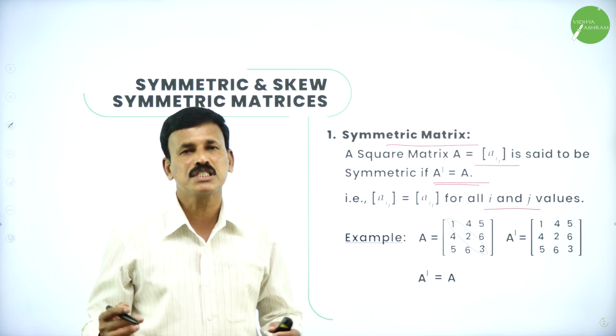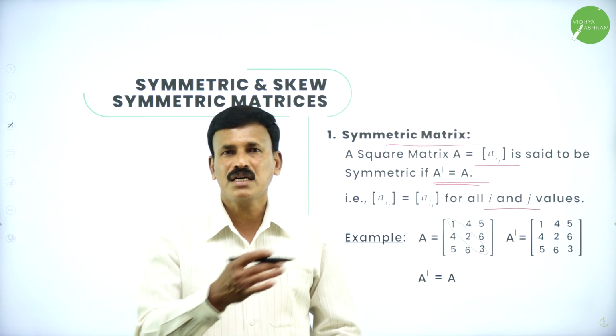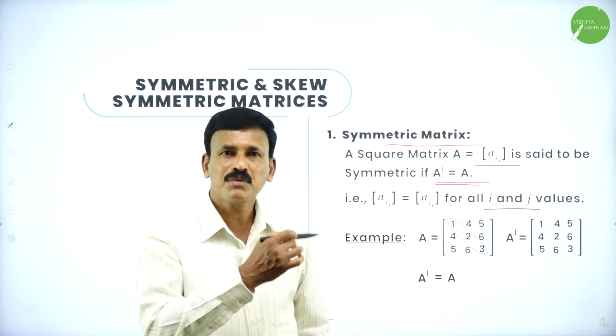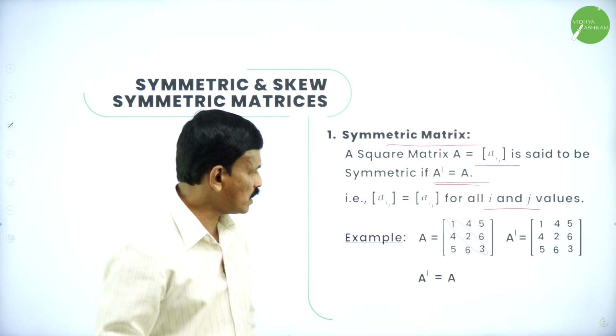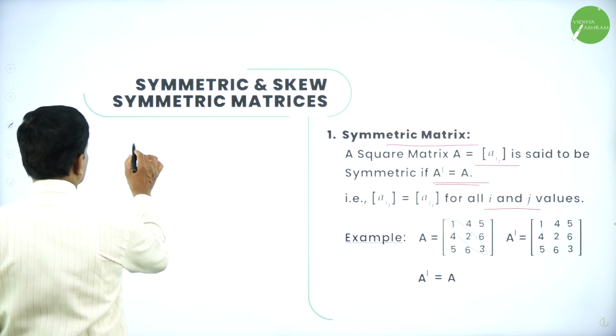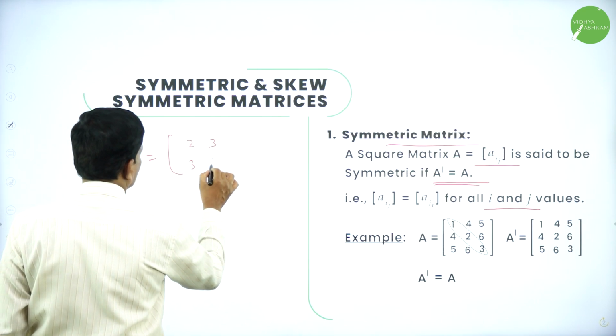Symmetric with respect to the principal diagonal. If you fold along the principal diagonal, the elements coincide. All the elements above the principal diagonal must be equal to elements below the principal diagonal. So, let us consider an example. I will take one small example. A is equal to 2, 3, 3, 4.